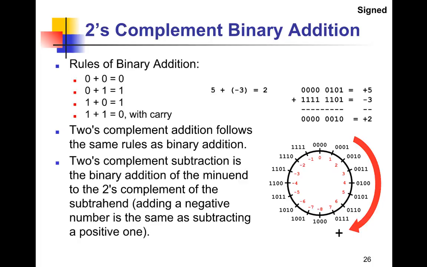So 2's complement subtraction is really the same as adding the negative number, just like you're used to. And you go in the negative direction, that's that direction to the left. So, 2's complement overflow.